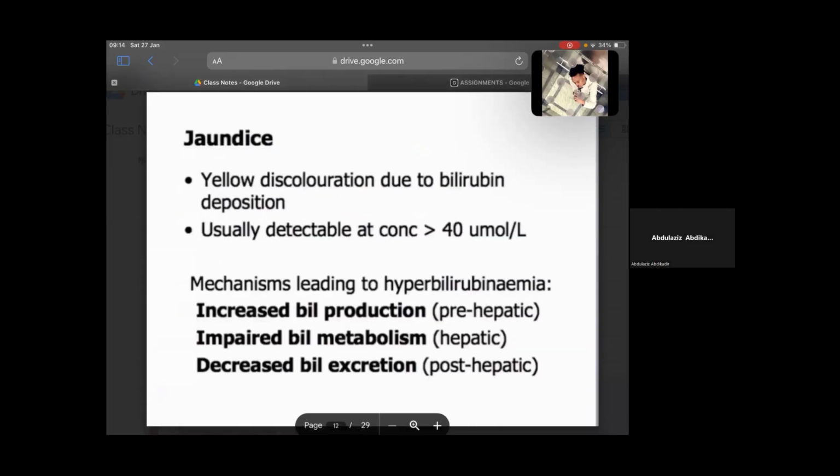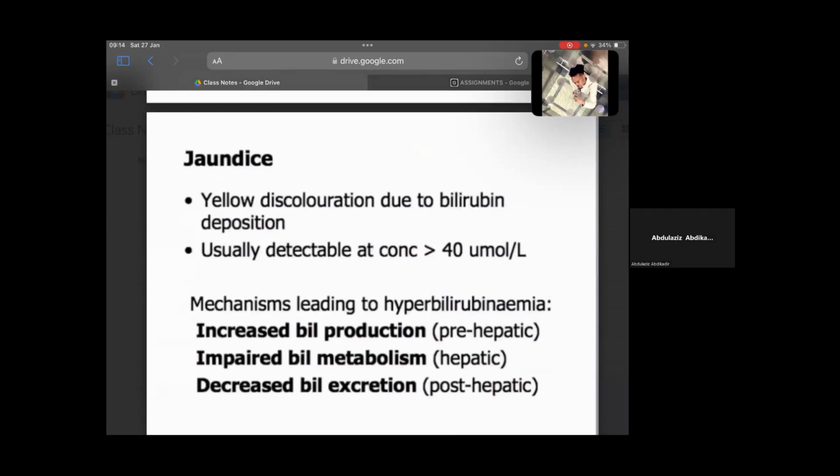Then jaundice, there is yellow discoloration. Normally, it's detectable when the levels are 40. So this jaundice is divided into three. The prehepatic. Prehepatic is normally due to hemolysis. Remember, the hemoglobin is being broken down a lot. So the hepatic, there's a problem with the metabolism. Remember, the liver has 500 metabolic functions. Among them is the metabolism of bilirubin. So there's impaired metabolism. Then there's the post-hepatic. This is the problem with excretion.